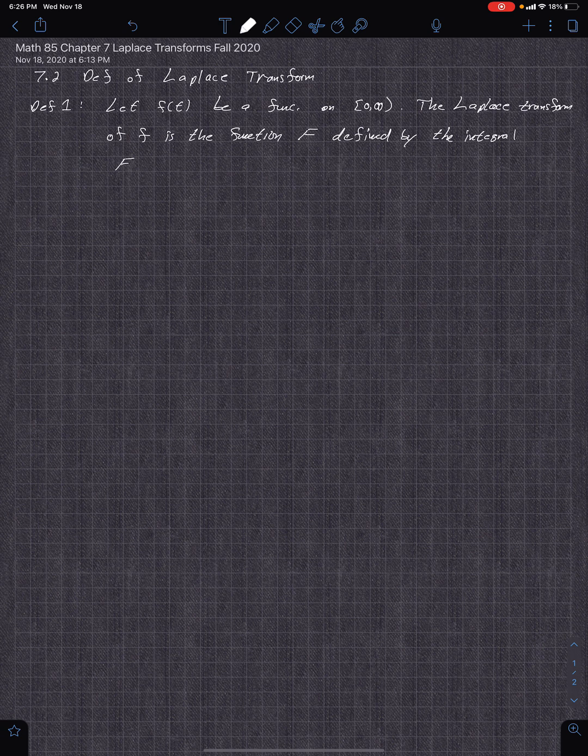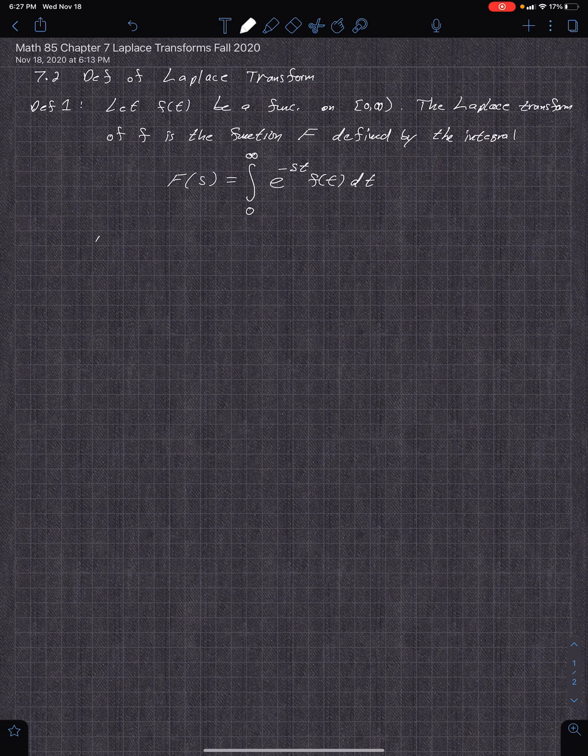So capital F of s is equal to, let me move this down a little bit. I'll put it right in the middle because it's going to be the main focus. It is the improper integral from 0 approaching infinity of e to the negative st f of t dt. I know it maybe looks a little strange, but that's how we're going to use it. It's going to be helpful in a lot of things, how we apply it.